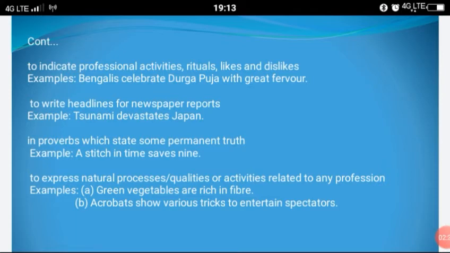Now, it is also used to write headlines for newspaper reports. For example, tsunami devastates Japan. It is used in the proverbs and sayings which state some permanent truth, some universal truth. For example, a stitch in time saves 9. Again, it is used to express natural processes, qualities, or activities which are related to any profession. For example, green vegetables are rich in fiber. Acrobats show various tricks to entertain spectators.